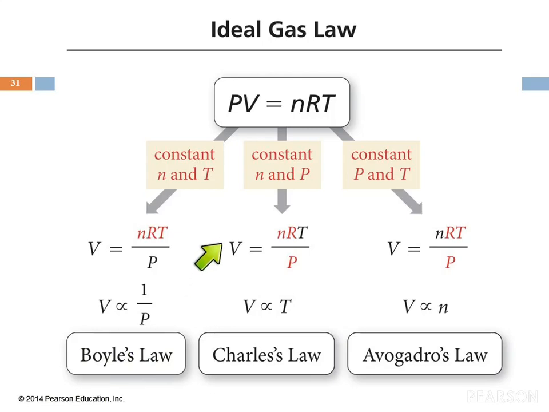If we take this rearrangement and hold n and P constant, we see that the volume is proportional to the temperature, and that's what Charles discovered. If we look at this and hold the temperature and the pressure constant, we see that the volume is proportional to n, and that's Avogadro's law that we just looked at. So all of these laws are wrapped up inside of the ideal gas law.